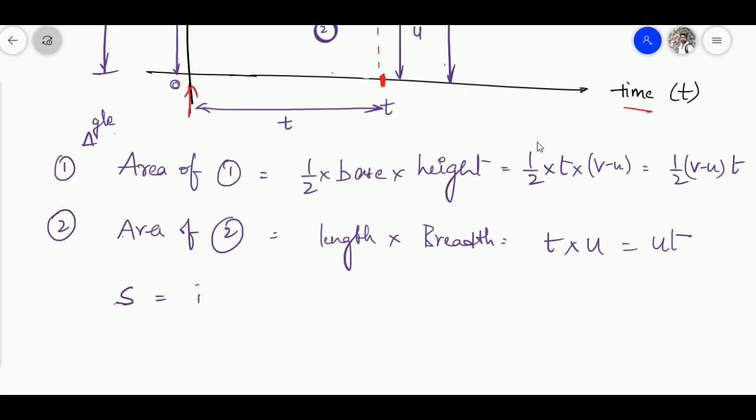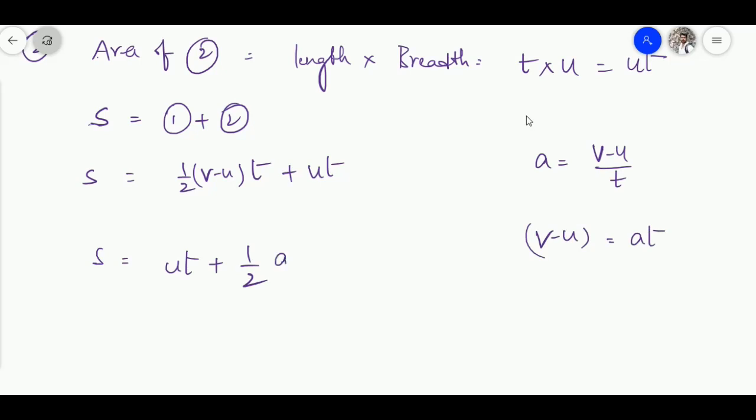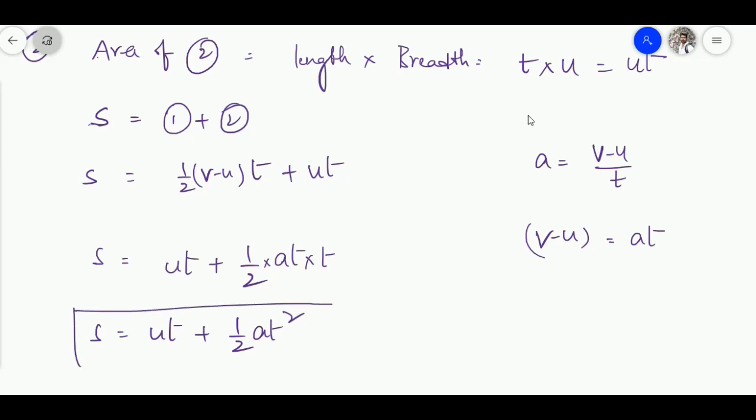Now I am going to add the areas of 1 and 2, so that is half (v minus u) into t plus ut. So let's continue the derivation. s is equal to ut plus half, and you know the formula for acceleration, a is equal to (v minus u) by t, so v minus u will be a into t. So I can place at in the place of v minus u, at into t. So s is equal to ut plus half at square. Done with equation 2. So now let's derive the third equation.